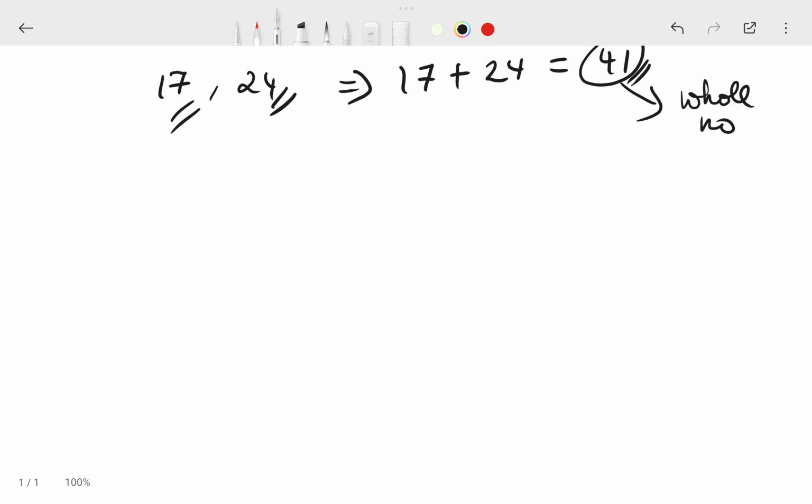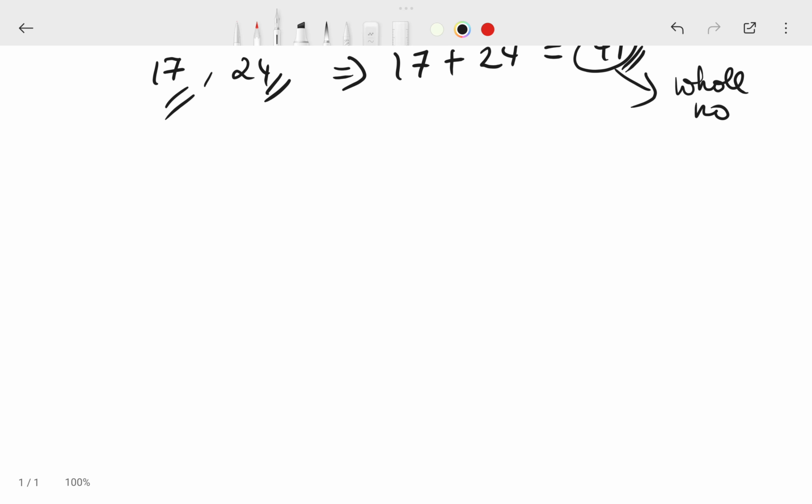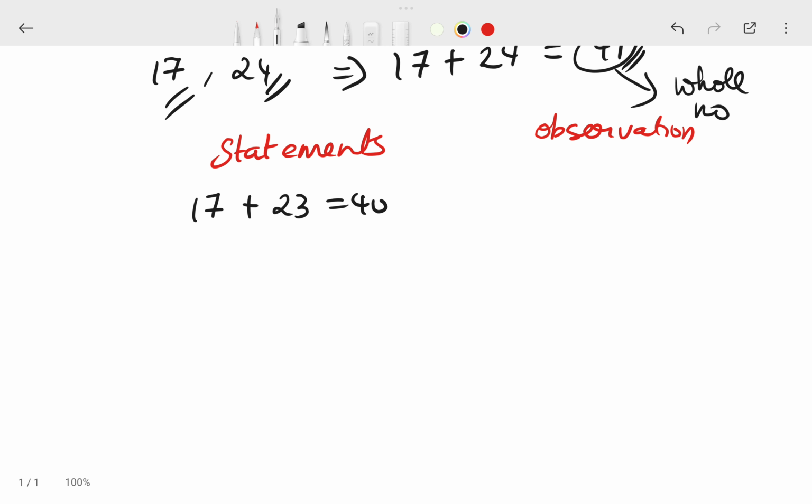In the same way we will prove it for integers. Let's take a few examples. Here we write the statements, and here the observation. The first example is 17 plus 23, which equals 40. This is an integer, this is an integer, and this is an integer. So from here we can write the observation: the answer is an integer.